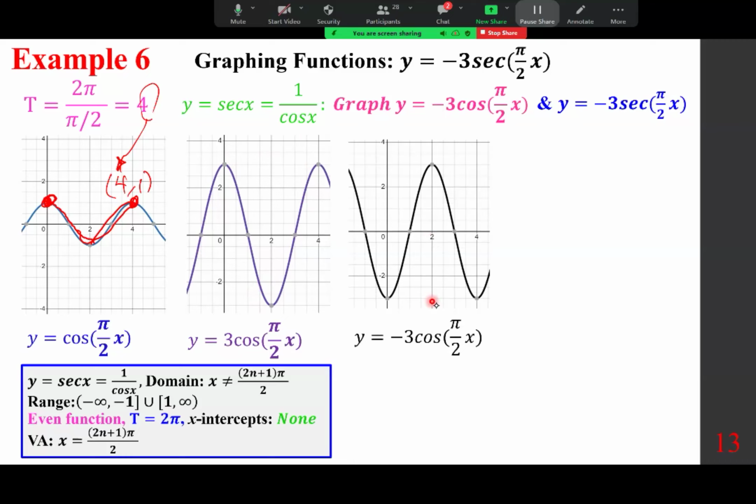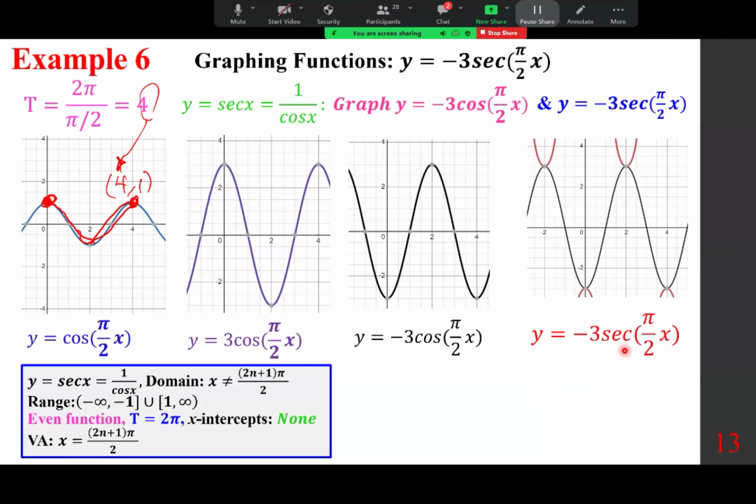So this is cosine. To get to secant, that would be the function y equals negative 3 secant pi over 2x. So from cosine, we go to secant by drawing those graphs, which is at the top of those. Remember, this is a cosine, negative 3 cosine pi over 2x. All right. So the period is 4.